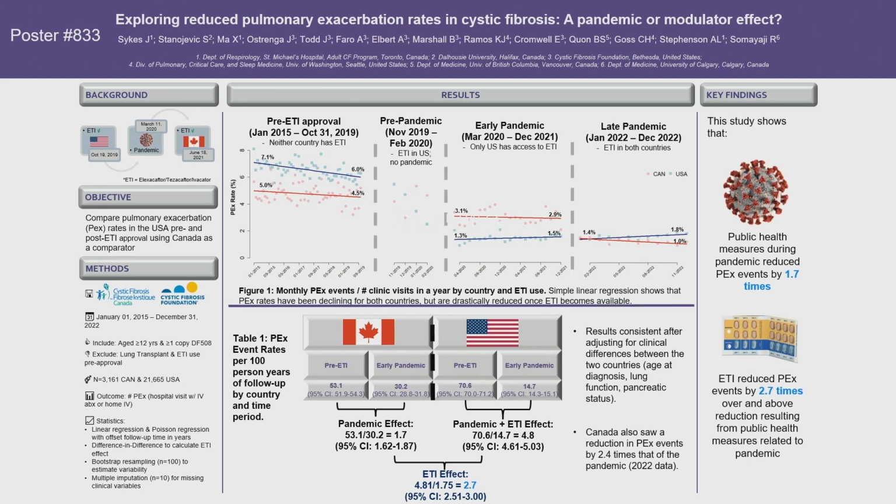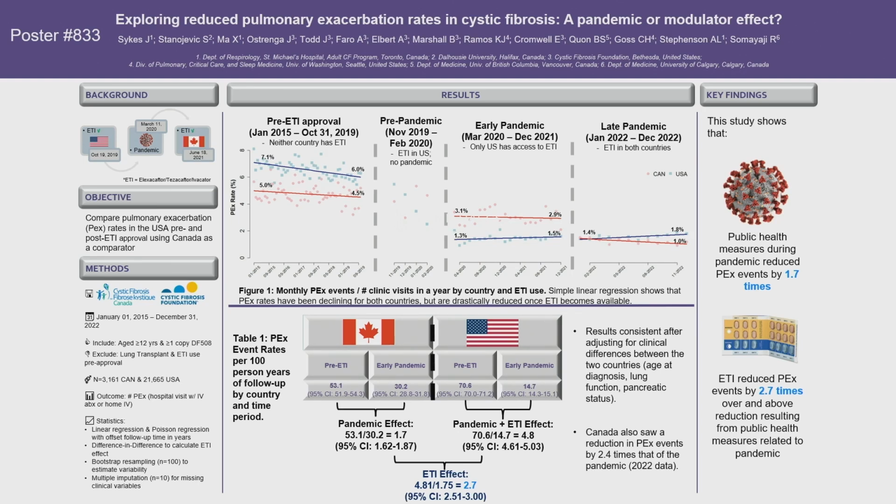is that we've had a very fruitful Canada-US collaboration, and this is a most recent one where in the United States, of course, the approval of ETI happened in late 2019, and then the pandemic happened. We know that both the pandemic and ETI probably reduced pulmonary exacerbations. In Canada, we had a very delayed access to ETI, so it was like a year and a half later. So we had a natural experiment and an opportunity to look and see how much of the reduction in pulmonary exacerbations was due to the pandemic and public health measures, and how much was due to ETI.